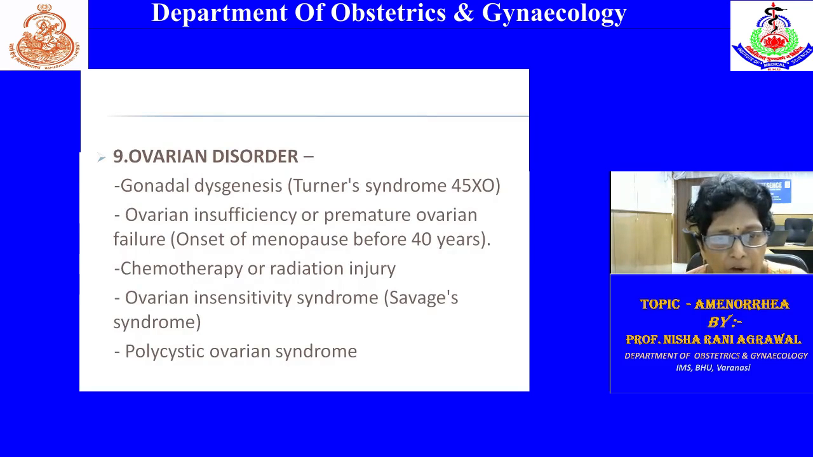And a very common cause you have heard of is polycystic ovarian syndrome, which can have either spells of amenorrhea or amenorrhea.